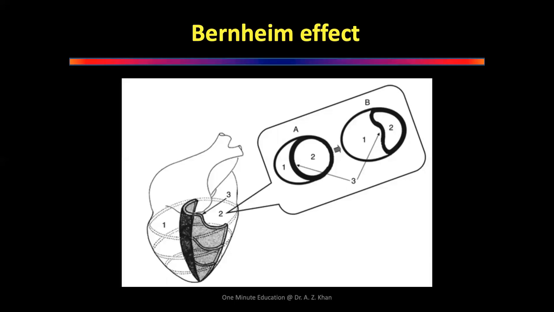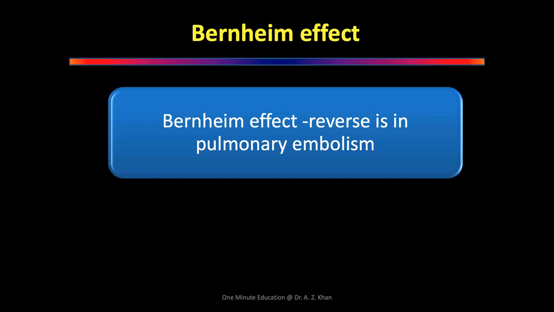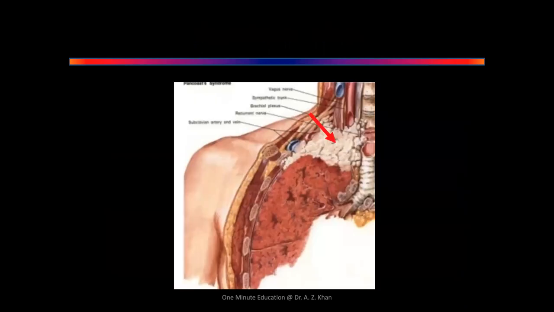Okay, this is called Bernheim's effect. Bernheim's effect is reverse in pulmonary embolism, which means that the right ventricular failure causes the septum to bulge into and compromise the left ventricular filling. So same thing as a McConnell sign, but the bulging into the left ventricle is called the Bernheim's effect.